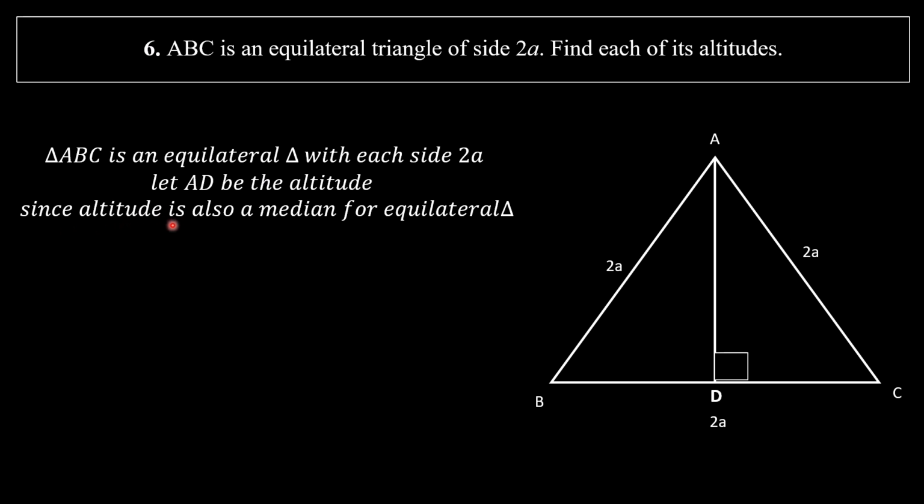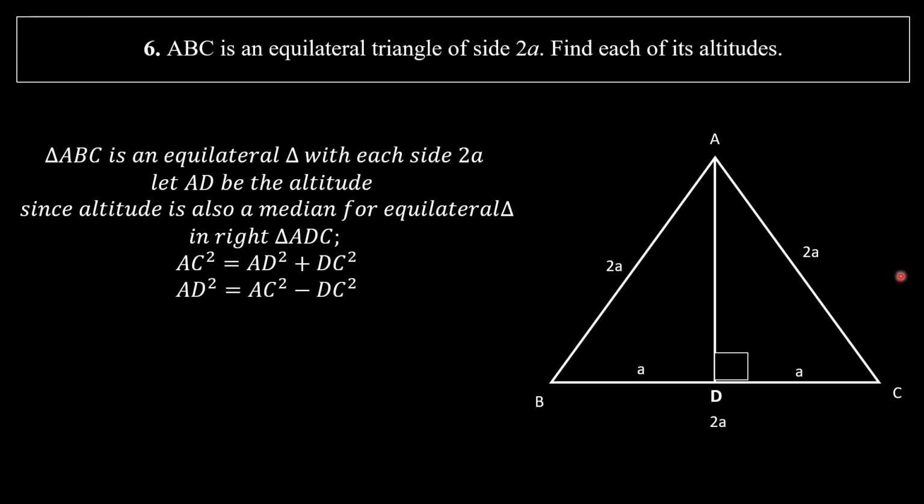Since the altitude is also the median of the equilateral triangle, it will divide BC into equal parts. Half of BC gives one part as A, and the other part is also A. So we can take the right triangle ADC and apply the Pythagoras theorem: AC square is equal to AD square plus DC square.